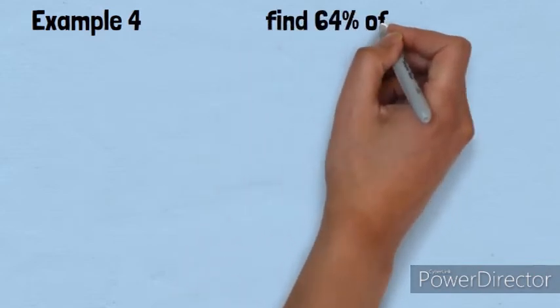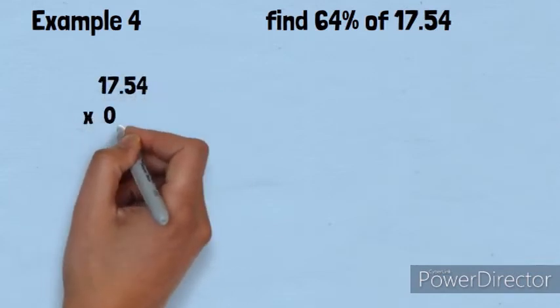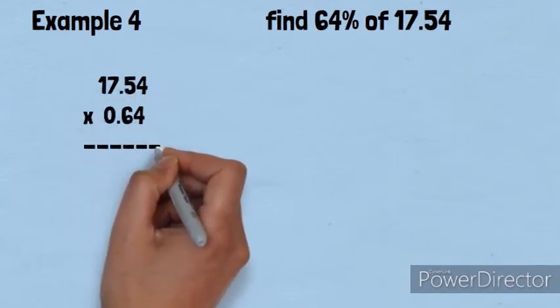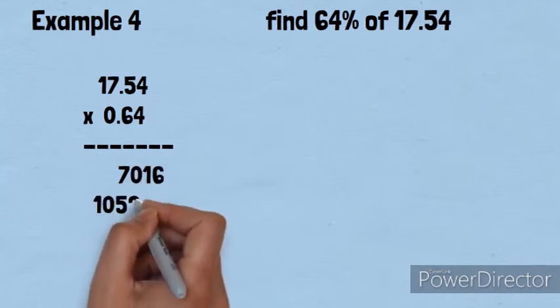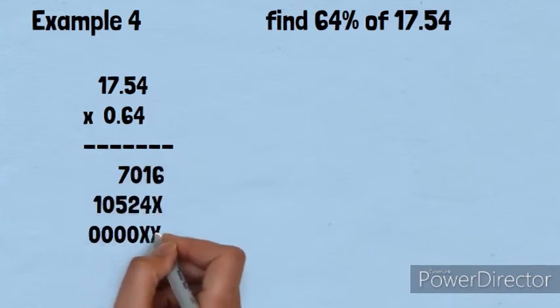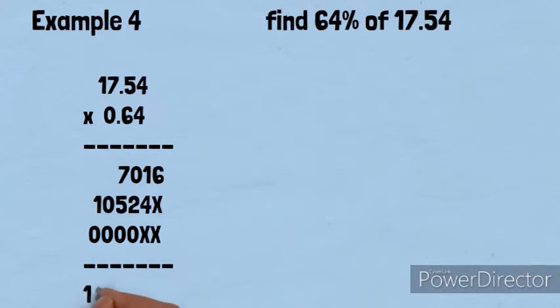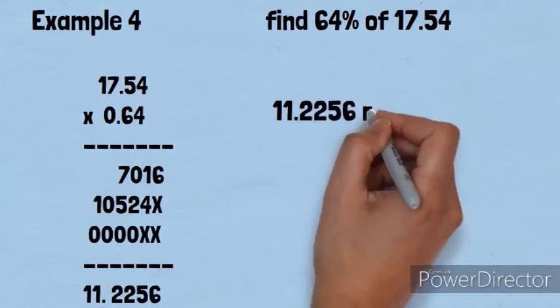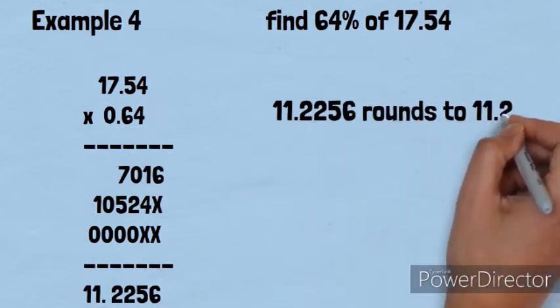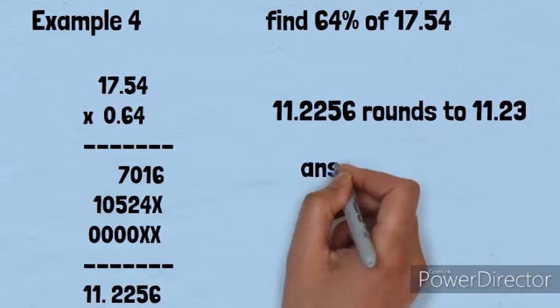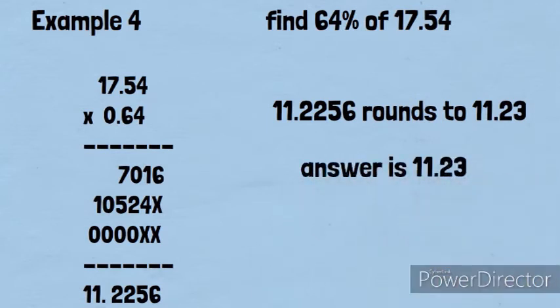Example 4. Find the value of 64% of 17.54. First, convert 64% into decimal form. That's 0.64. Now multiply 17.54 times 0.64. That gives you 11.2256. Make sure to put your decimal point in the correct place. Now round 11.2256 to the nearest hundredth. That gives you 11.23. So 64% of 17.54 is 11.23.